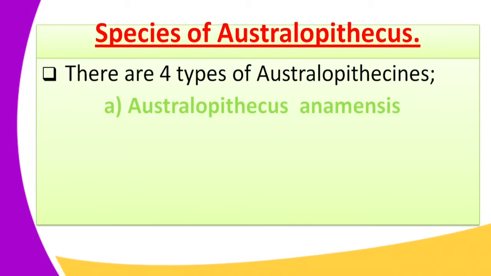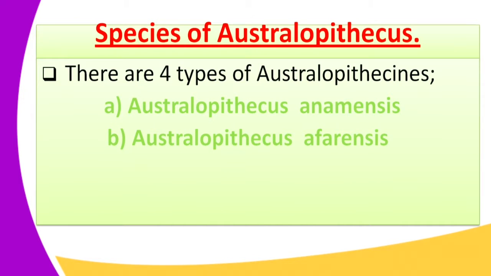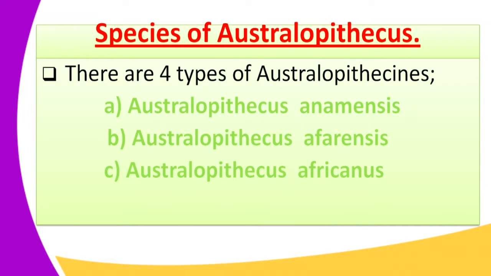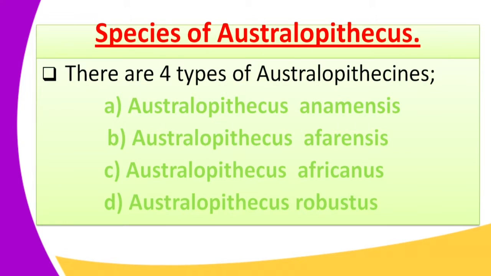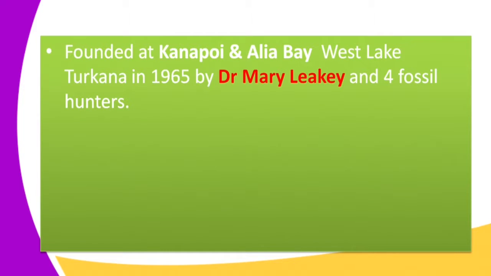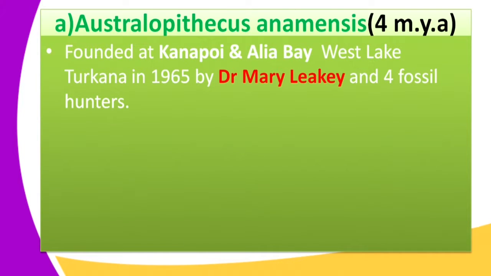One, we have Australopithecus anamensis. Two, Australopithecus afarensis. Third, we have Australopithecus africanus. And lastly, we shall discuss Australopithecus robustus. Beginning with Australopithecus anamensis, this is a species that lived 4 million years ago.